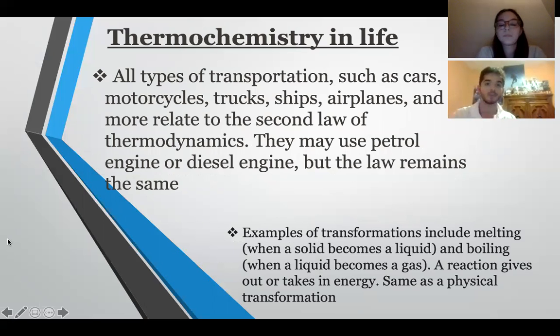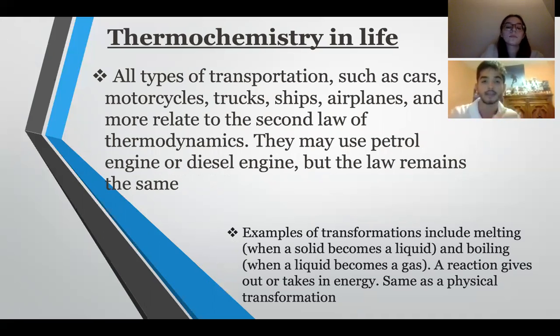Okay, so thermochemistry in life. We can see this in all types of transportation, such as cars, motorcycles, trucks, ships, airplanes, and more, which relate to the second law of thermodynamics. They might use a petrol engine or a diesel engine, but the law remains the same.